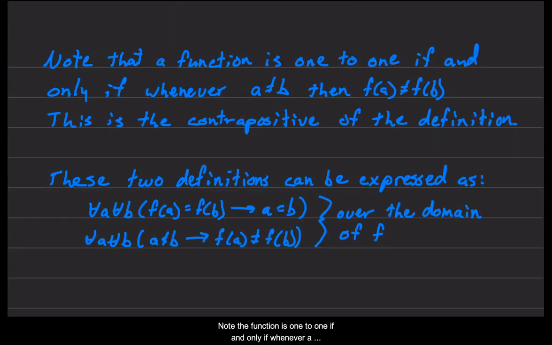Note that a function is one-to-one if and only if whenever a is not equal to b, then f of a is not equal to f of b. This is the contrapositive of the definition. These two definitions can be expressed as: for all a, for all b, if f of a equals f of b, then a equals b, over the domain of f. And the contrapositive as: for all a, for all b, if a does not equal b, then f of a does not equal f of b.